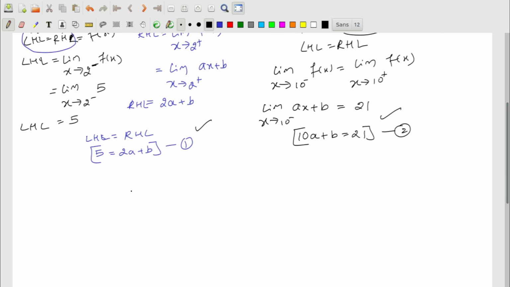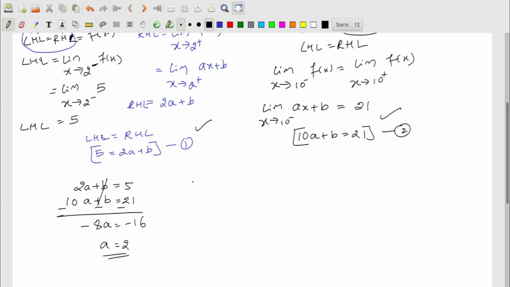So now how to solve these two? Let me take the first equation, 2a plus b is equal to 5 here, and then we have 10a plus b is equal to 21 here, right? So you can use the elimination method. Let me cancel out these two, and then here we get minus 8a, and then here we get 16 minus 16, right? So then a is equal to 2.